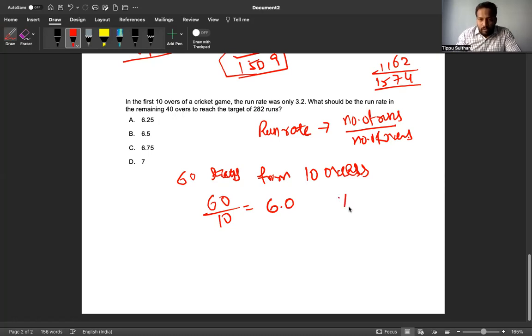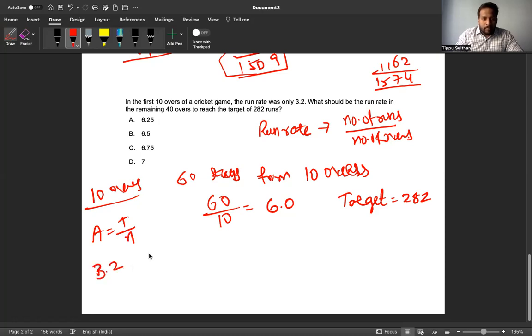So first of all, the total target is 282, which means to win the game, the team has to score 282 runs. In that, for the first 10 overs, they score at 3.2. So what is the average formula? T by N. They said that the average is 3.2. The total runs, you do not know how many runs, I'm just trying to find out. The number of overs played is 10. So T is equal to 3.2 into 10, which is 32 runs. So 32 runs were scored in the first 10 overs.